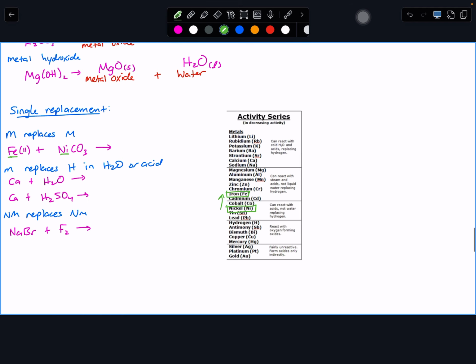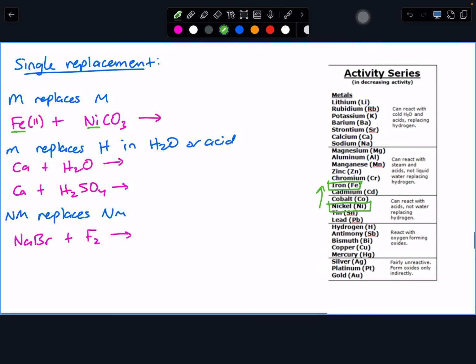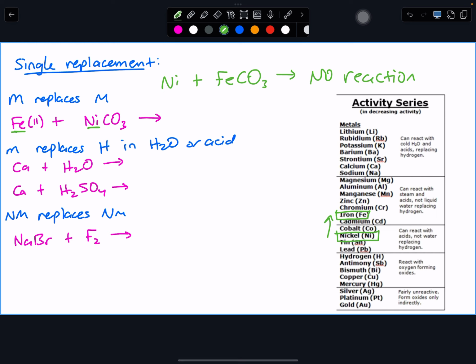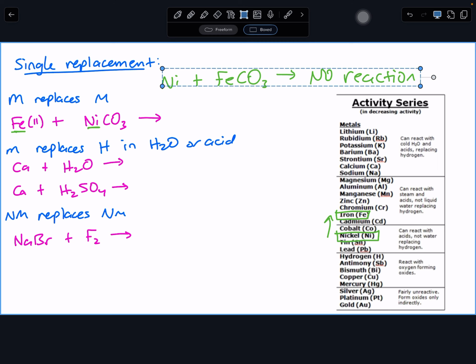So nickel can't kick out iron, but iron can kick out nickel. Correct. So if the reaction was written like this, nickel can't, it would be no reaction. Oh, and you're gonna give us stuff like that? Too easy. But there will be that on your exam, but not on the quiz. Okay? It's not that easy, it's tricky. But you have to use the activity series to check that.